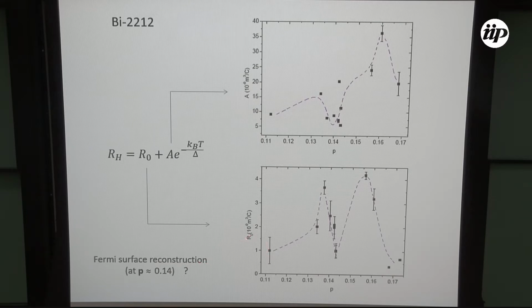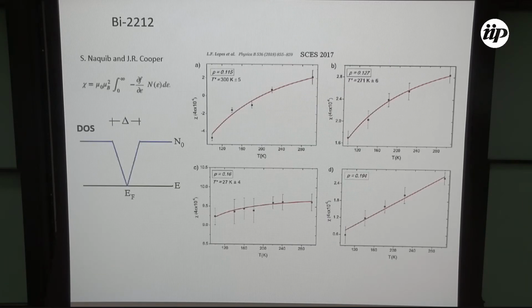And here again, the ordinary Hall coefficients, so let's say, show this maximum around 0.16, and then again some strange behavior, some minimum around 0.14. Although there is no, as verified in IBCO. Then again, one can wonder about some phenomena involving Fermi surface reconstruction at this particular doping level.